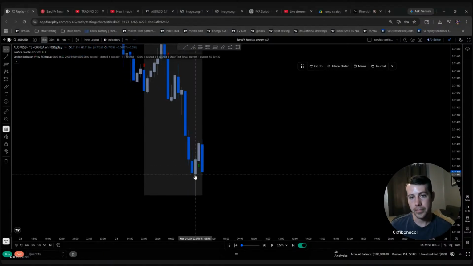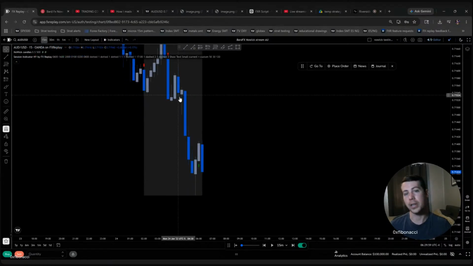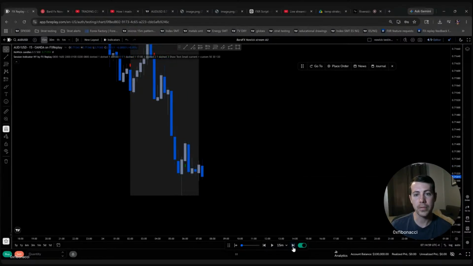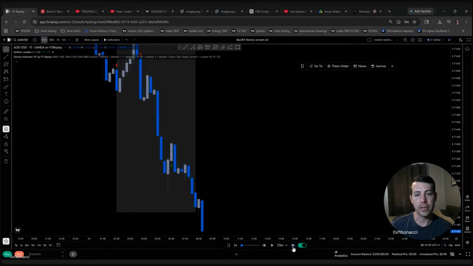We also have a bullish Nowick here, but the trend is down, so obviously we're not going to trade against the trend. You're going to be looking for only shorts. If price is trending down, there's just no trades this specific trading session.